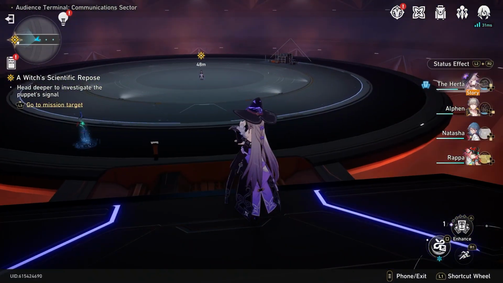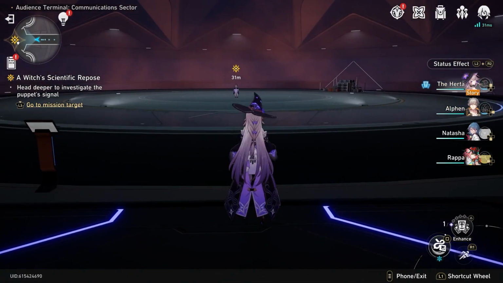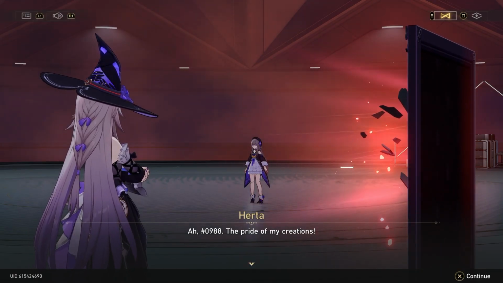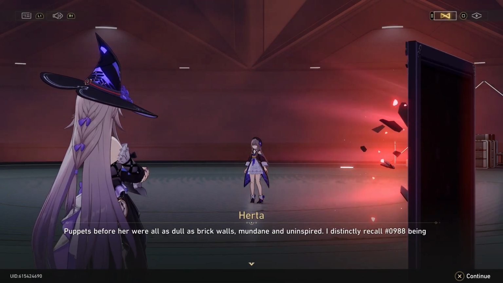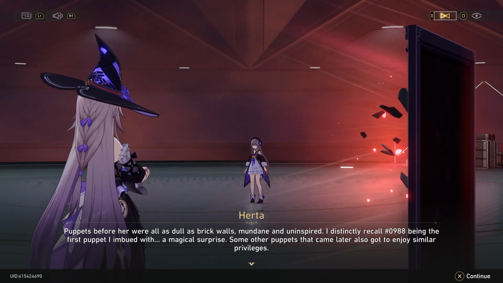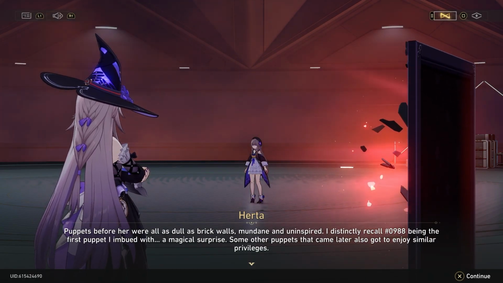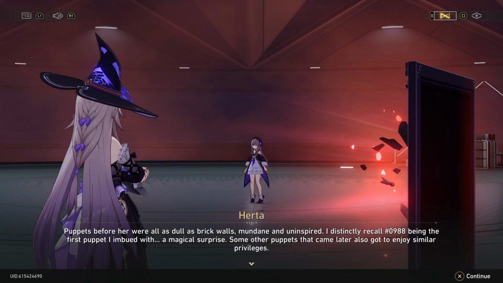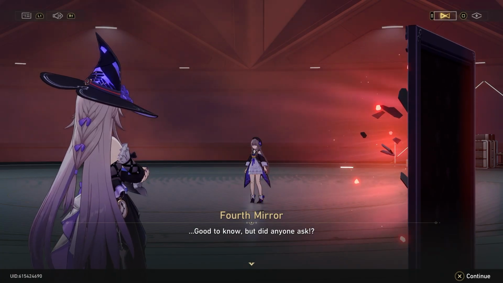Take a look. This is pure genius in action. Number 0988. The pride of my creations. Should I even be curious? Puppets before her were all as dull as brick walls, mundane and uninspired. I distinctly recall number 0988 being the first puppet I imbued with a magical surprise. Some other puppets that came later also got to enjoy similar privileges. Good to know. But did anyone ask?